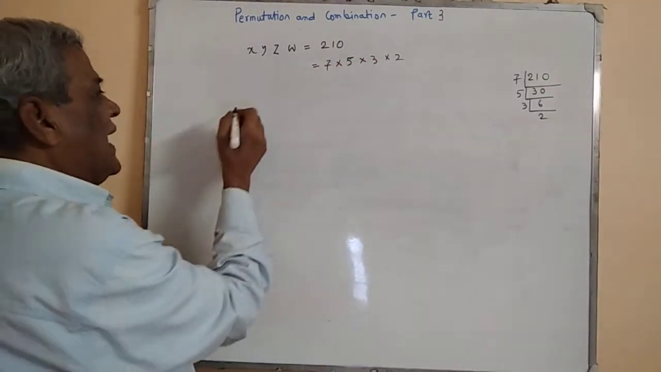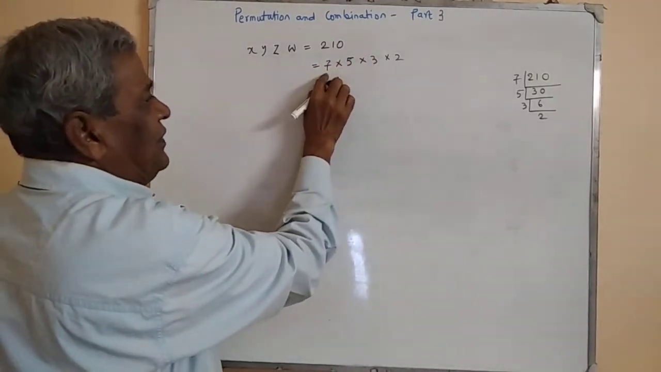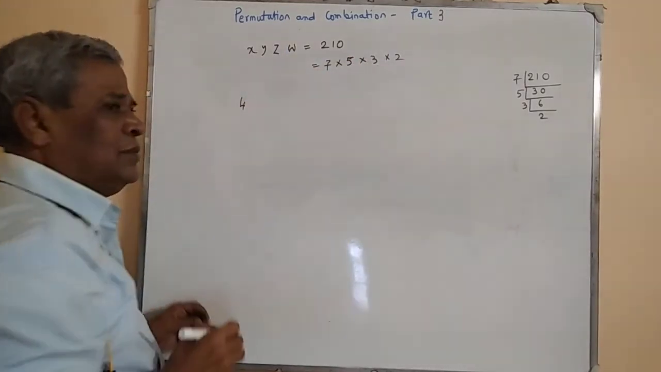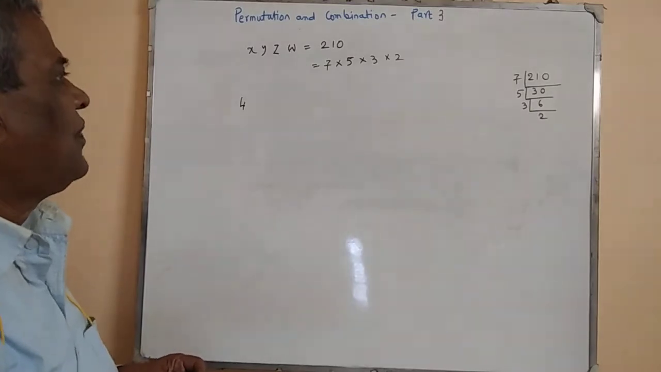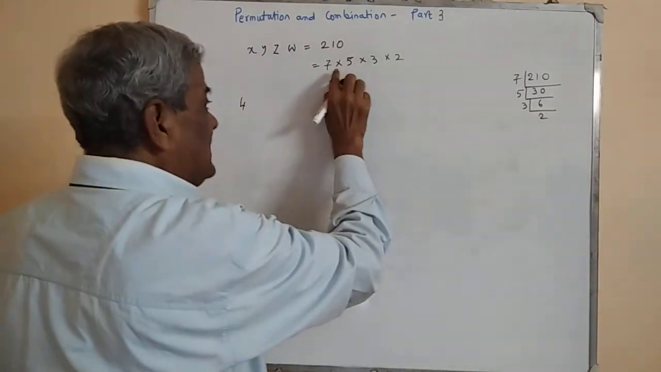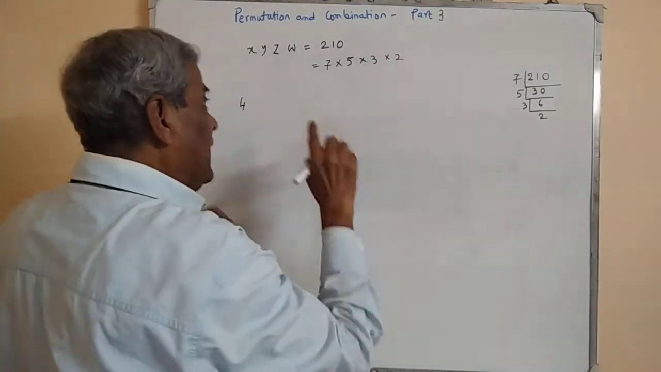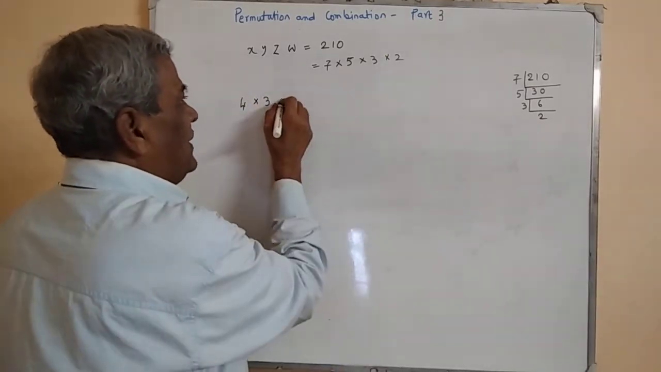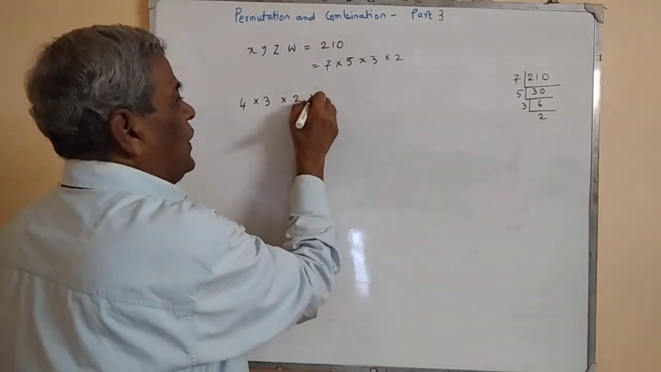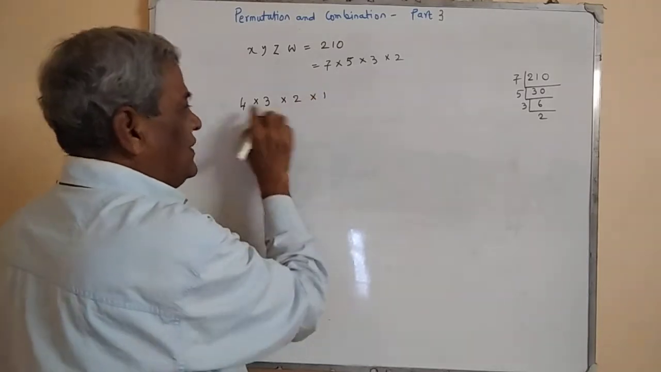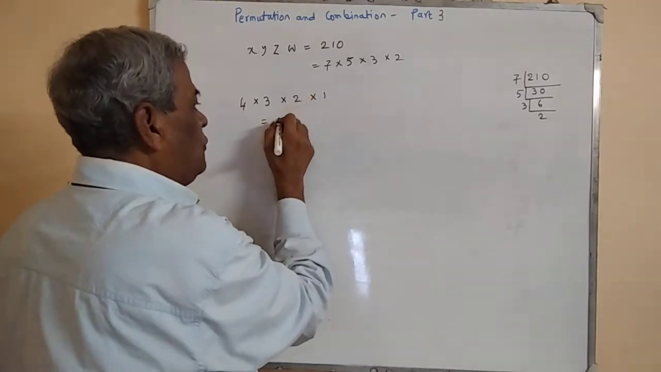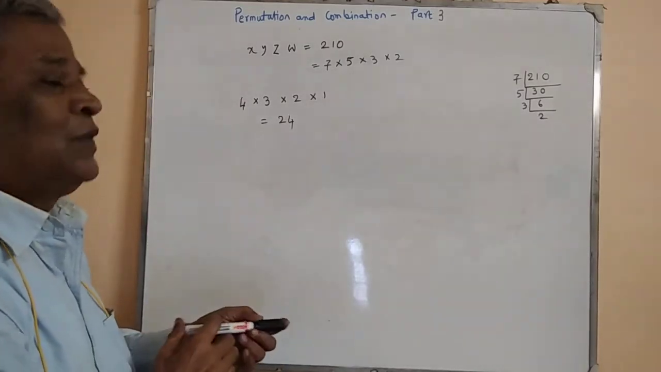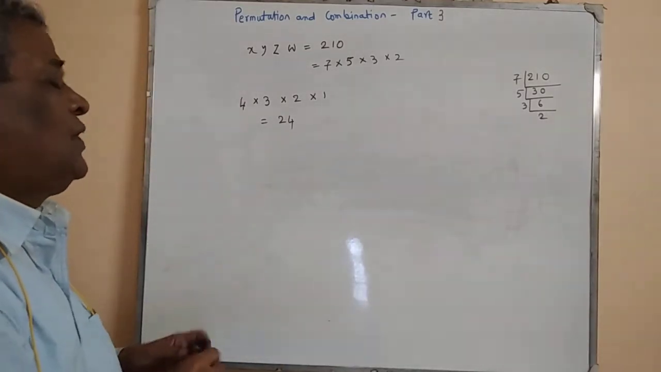So X can assume either 7 or 5 or 3 or 2. So X can assume any of 4 values. X assumes one of them, 3 left. So Y can assume the rest 3, then Z 2 and W 1. So this is the answer, 4 into 3 into 2 into 1, 24. So the total number of all possible solutions is 24.